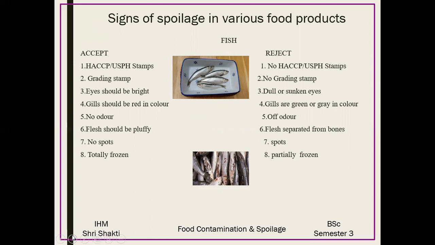Accept: if you're purchasing fish, always check for HACCP or USPH stamps. HACCP, Hazard Analysis Critical Control Point; USPH, United States Public Health. Check for the grading stamp: A grade, excellent quality; B grade, good quality; C grade, quality is okay. Eyes should be bright, gills should be red in color, no odor, flesh should be firm, no spots, totally frozen, then only accept. In case you find there is no HACCP or USPH stamp, no grading stamp, dull or sunken eyes, gills are gray or green in color, off odor, flesh separated from the bones, spots, and partially frozen, reject.